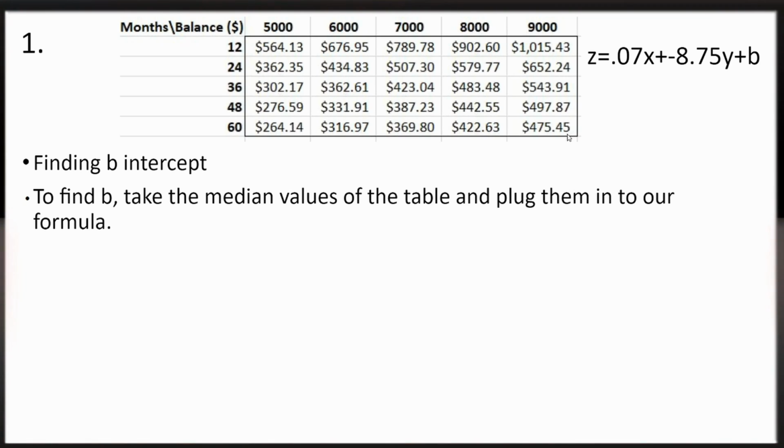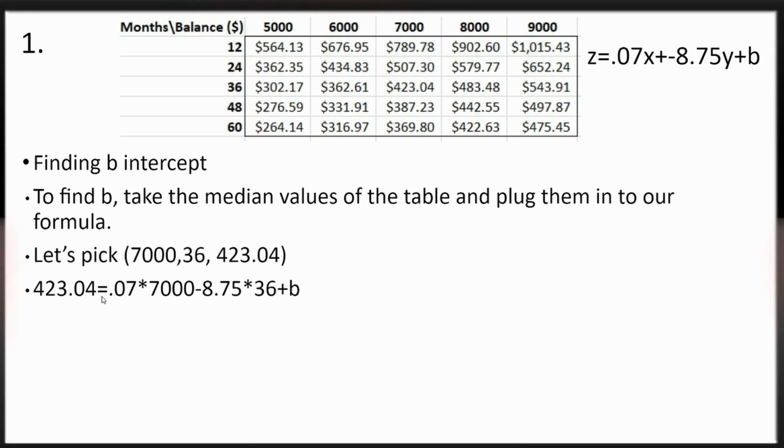Because with a nonlinear table, which we are inferring it to be, you never know what you're going to get with those oddball numbers in the corners or on the outskirts. You want to get that central number. So we went with 7,000, 36, and 423.04 as our values to find b. When we plug those numbers in, we get 423.04 equals 0.07 times 7,000 minus 8.75 times 36.